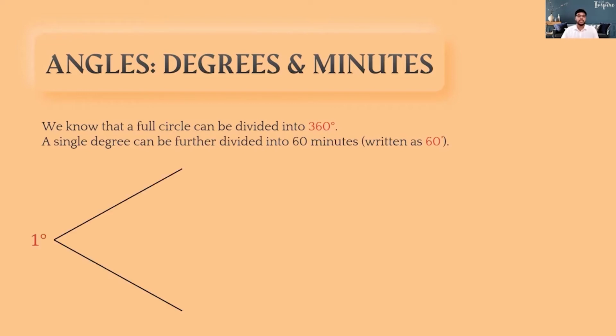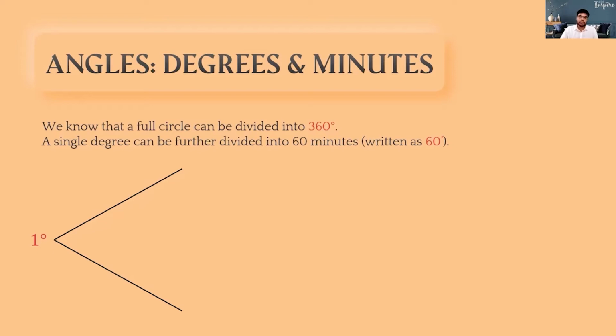Okay, so here children, I have taken a degree in this diagram. Although I've written it as 1 degree, obviously this is not 1 degree, this is a very big angle. But I have shown it this way because I want to exaggerate and show you how this 1 degree can be divided into 60 parts. If I took an actual 1 degree angle, you wouldn't be able to see it.